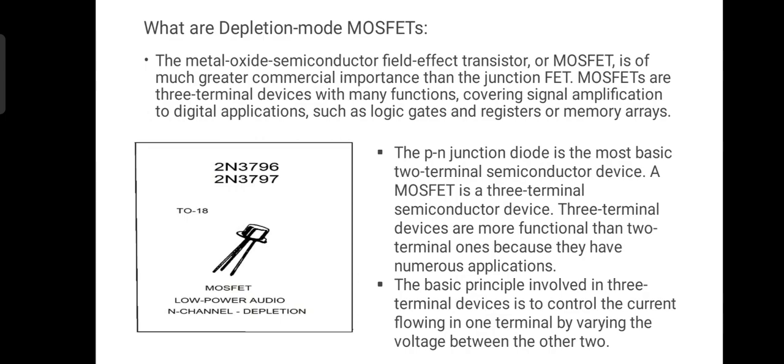The PN junction diode is the most basic two-terminal semiconductor device. A MOSFET is a three-terminal semiconductor device. Three-terminal devices are more functional than two-terminal ones because they have numerous applications. The basic principle involved in a three-terminal device is to control the current flowing in one terminal by varying the voltage between the other two.